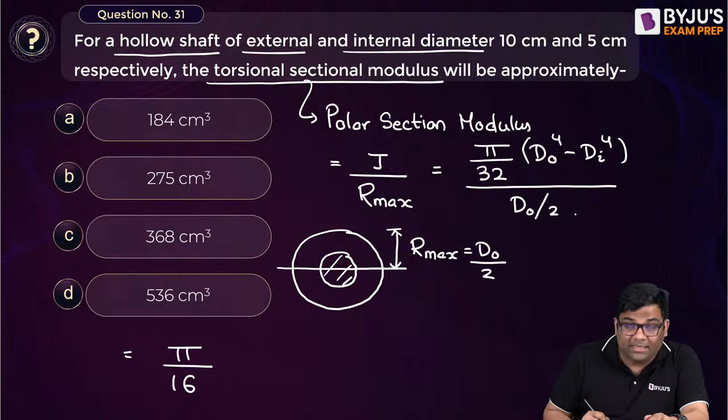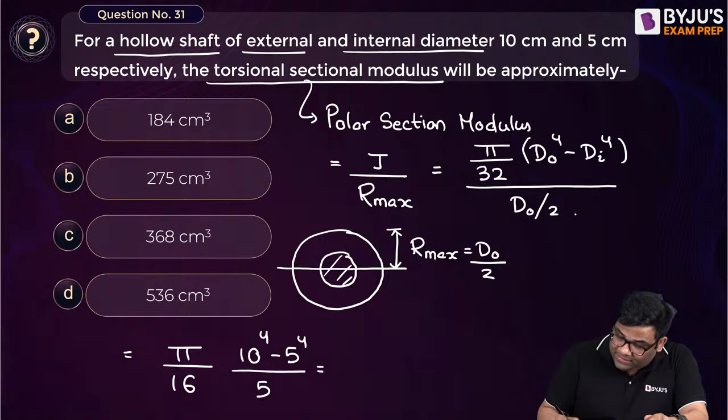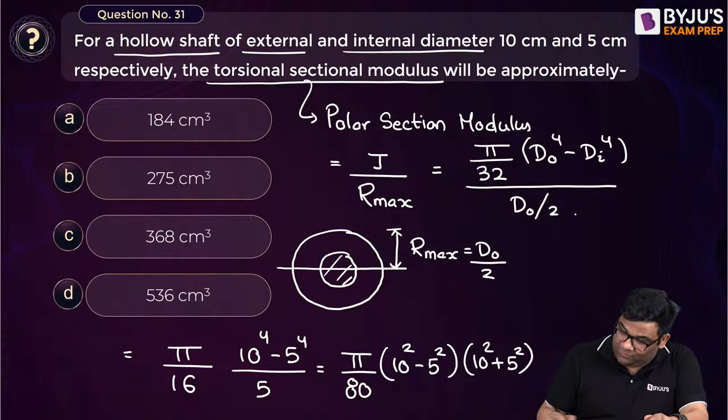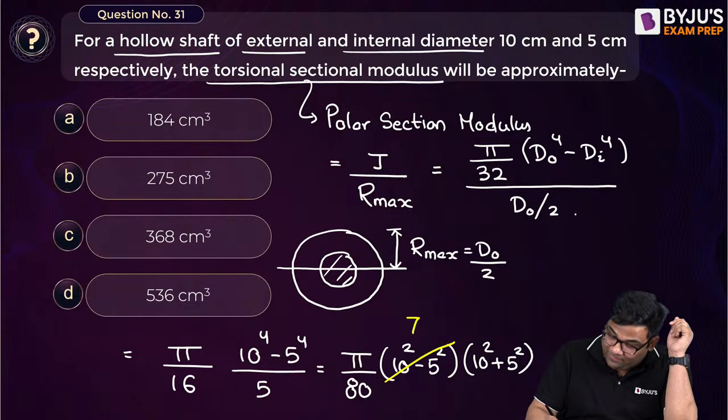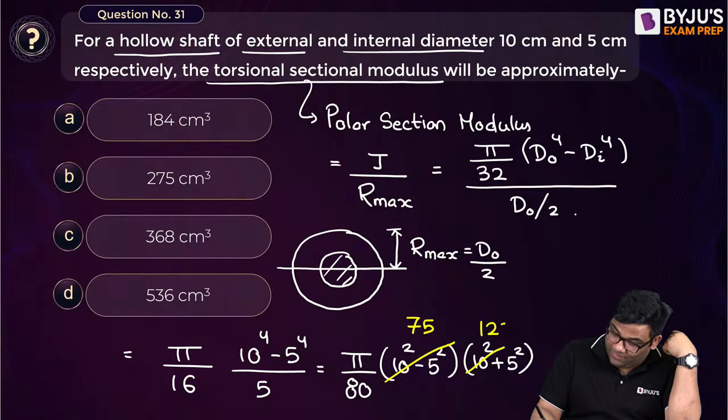Pi by 16, D naught to the power 4 minus di to the power 4, divided by D naught. External is given as 10, so 10 to the power 4 minus 5 to the power 4, divided by 10 by 2, which is 5. Now this can be written as pi by 80 times (10 square minus 5 square) into (10 square plus 5 square). That is 100 minus 25, which is 75, and 100 plus 25, which is 125. Now you can solve this.